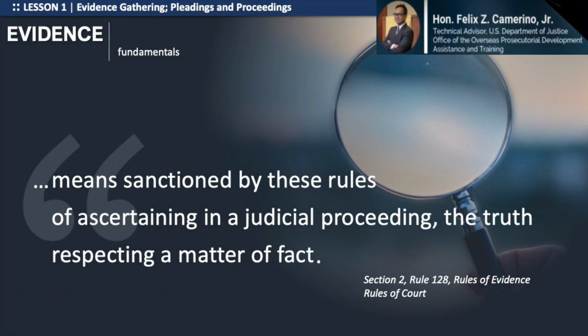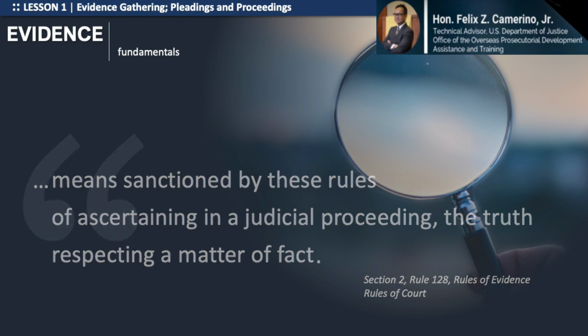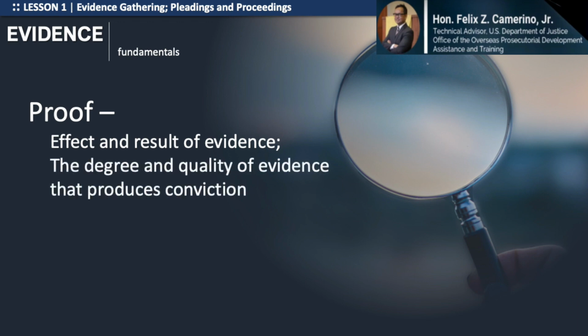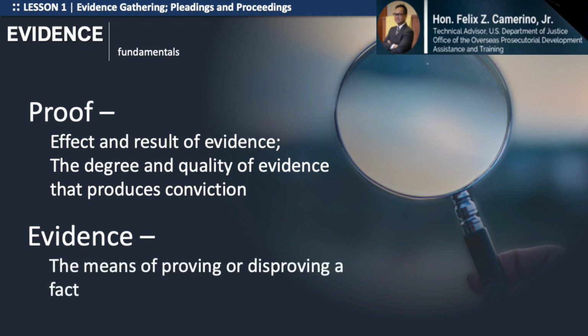So to sum things up, we now know the difference between proof and evidence. When we're referring to proof, we're really talking about the effect and result of evidence, right? It's the degree and quality of evidence, specifically aiming to produce conviction. Evidence, on the other hand, is the means of proving or disproving the fact. Okay, so there's a difference.